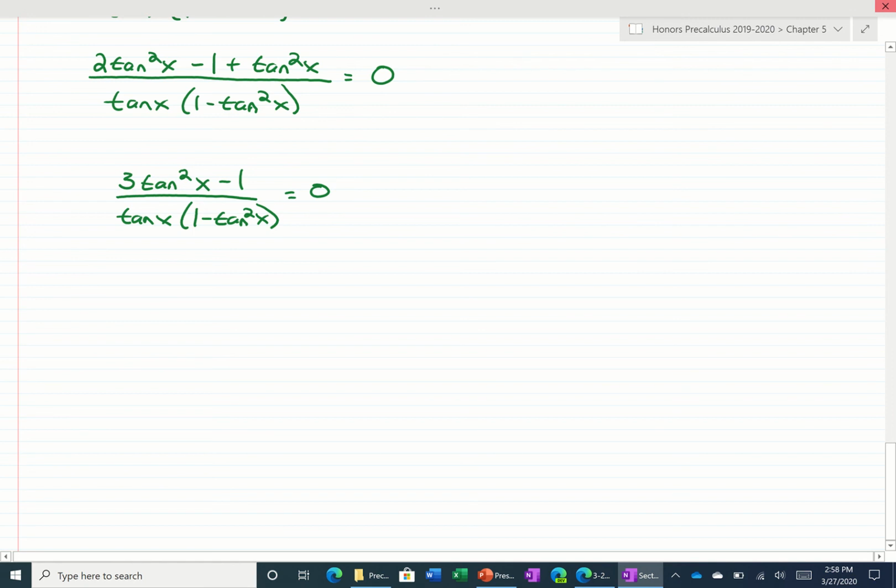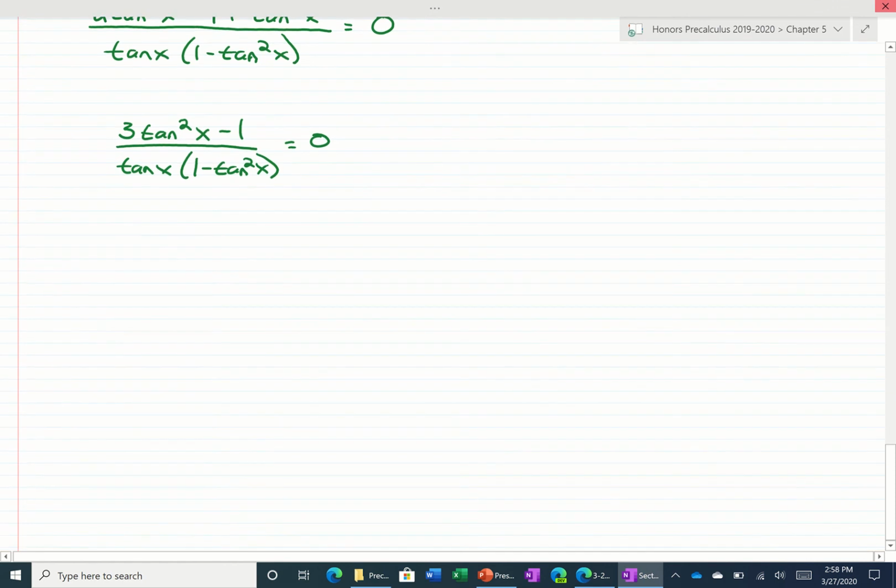Okay, so in order to do this, we have a rational equation. What we're going to do is set the top equal to 0, and then make sure that none of those answers make the bottom equal to 0 either. So let's do the top first. 3 times the tangent squared of x minus 1 equals 0. Bring the 1 over and divide by 3. And we're going to take the square root. This is absolute value.